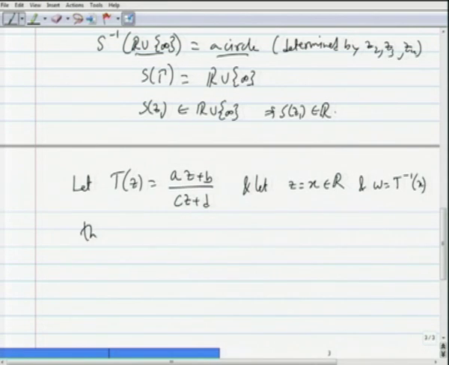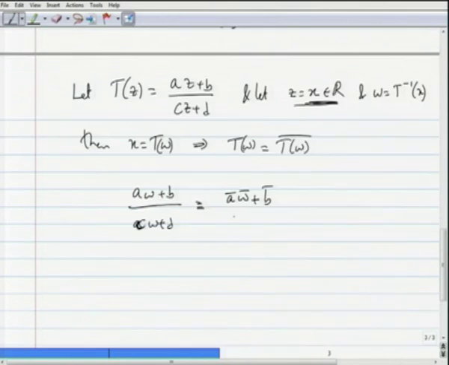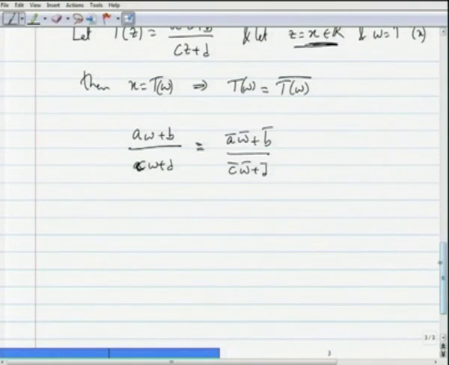Then X is equal to T of W, which implies T of W is equal to its own conjugate, because X is a real number. So let us write down what that means. (A W plus B) divided by (C W plus D) is equal to (A bar W bar plus B bar) divided by (C bar W bar plus D bar) via the properties of conjugation.